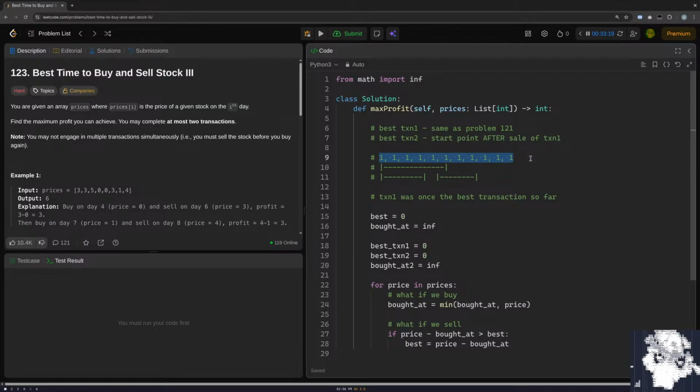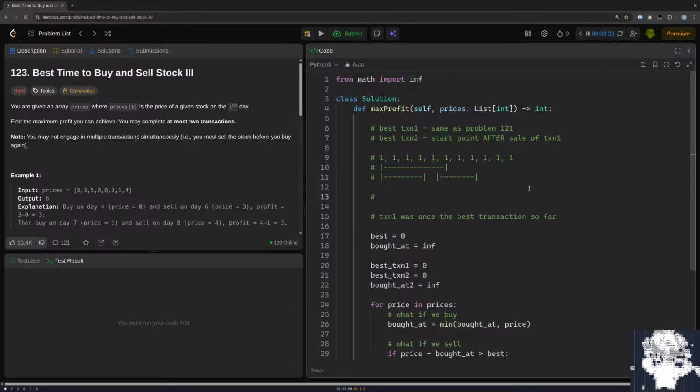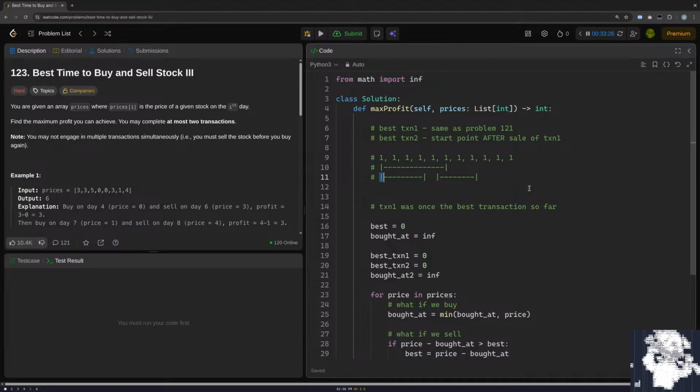You know what? Oh, this is so simple. Another way to do it is 2 pointers. From the left, you're trying to find the best transaction so far. From the right, you're trying to find the best transaction so far. Once your 2 pointers meet, have you necessarily found the answer?